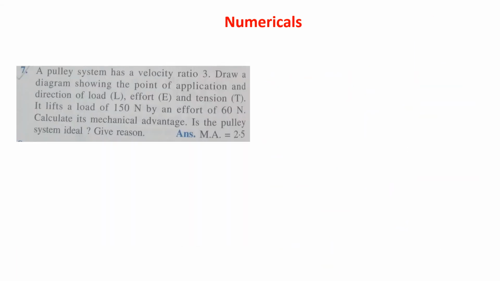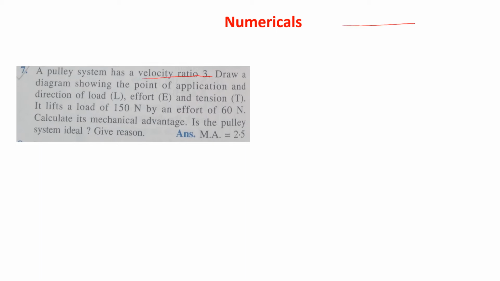A pulley system has a velocity ratio 3. Draw a diagram showing the point of application and direction of load L, effort E and tension T. It lifts a load of 150 Newton by an effort of 60 Newton. Calculate the mechanical advantage. Is the pulley system ideal? Give reason. Now you have to draw a pulley system whose velocity ratio is 3. That means N is equal to 3.